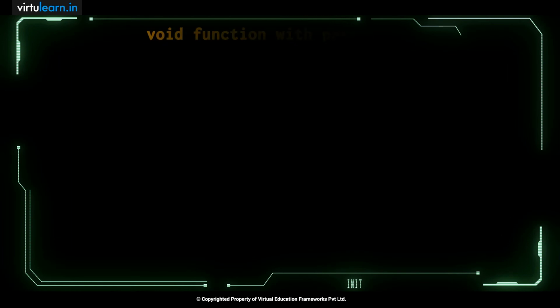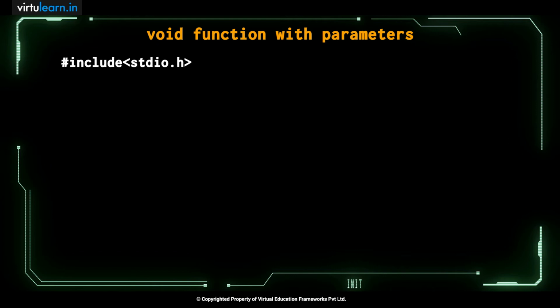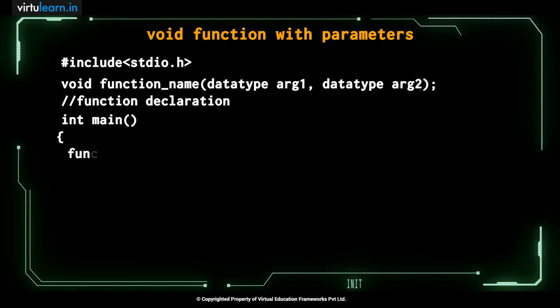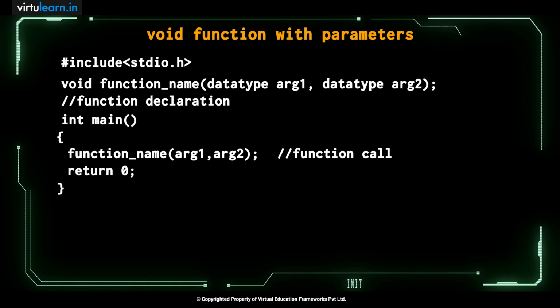Next, void function with parameters. So here: hash include stdio.h, void function name, data type argument 1 comma data type argument 2, then we close with a semicolon. This is the function declaration. Next, int main, function name, argument 1, argument 2. So read the arguments and pass the argument values within the function call, return 0 and close it.